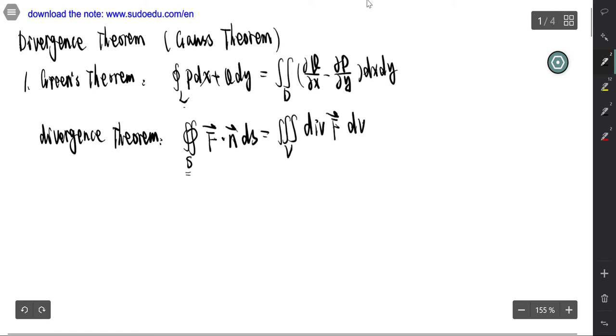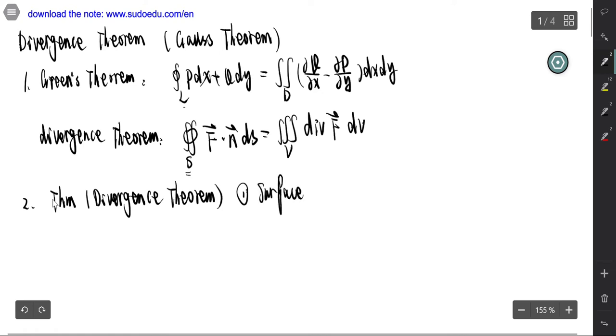Now the exact theorem. The divergence theorem is also called Gauss's theorem. There are two conditions. The first one is the surface S is closed and oriented outward.